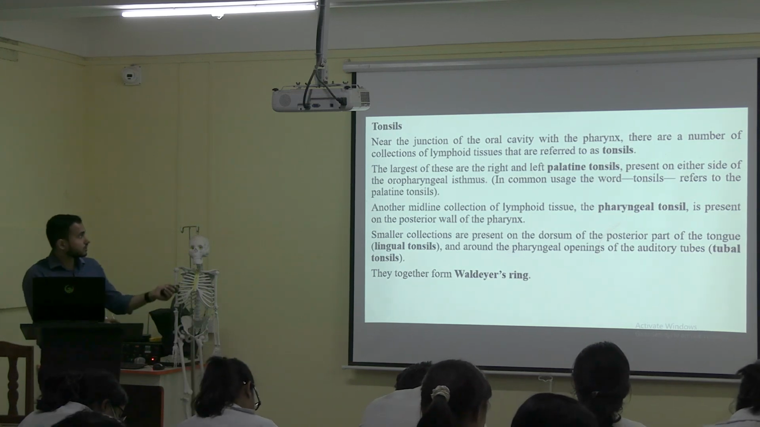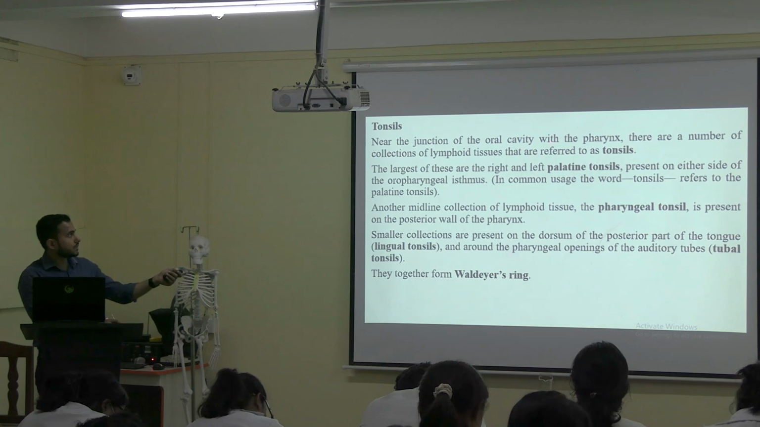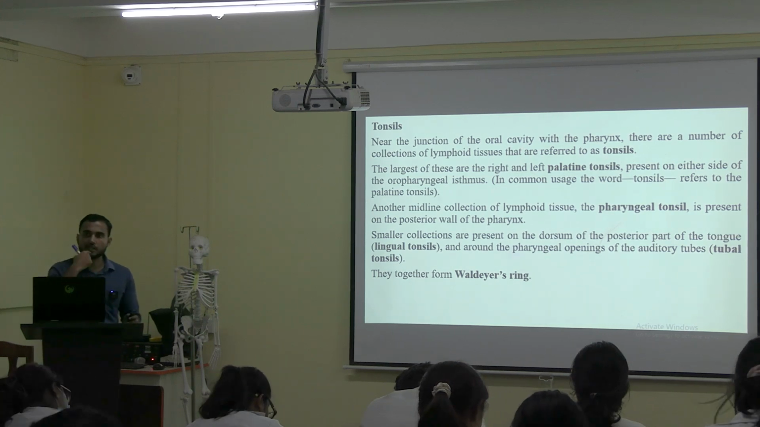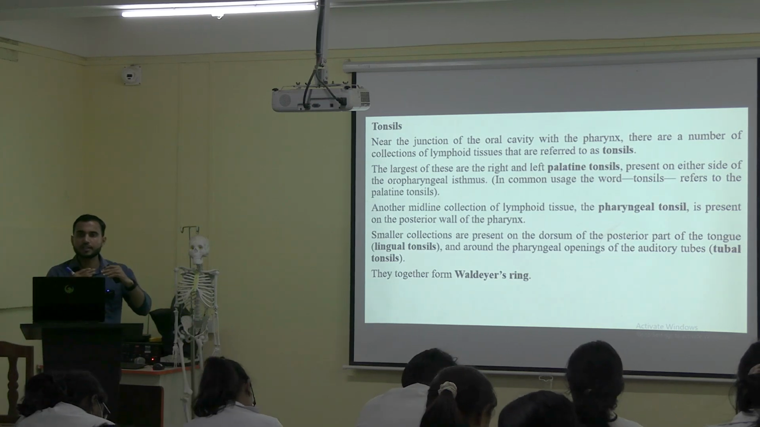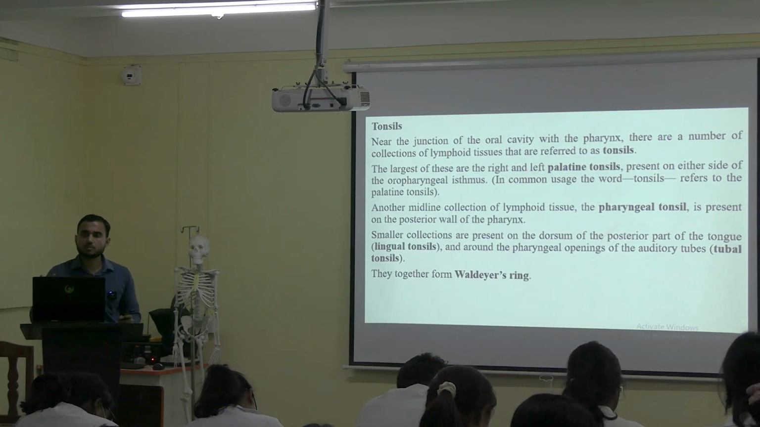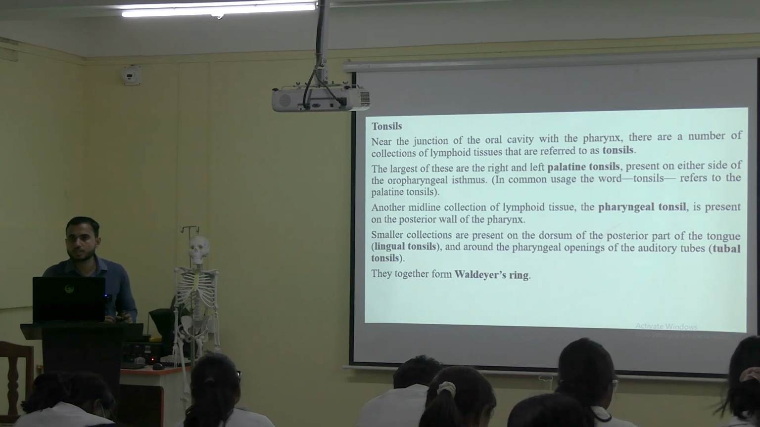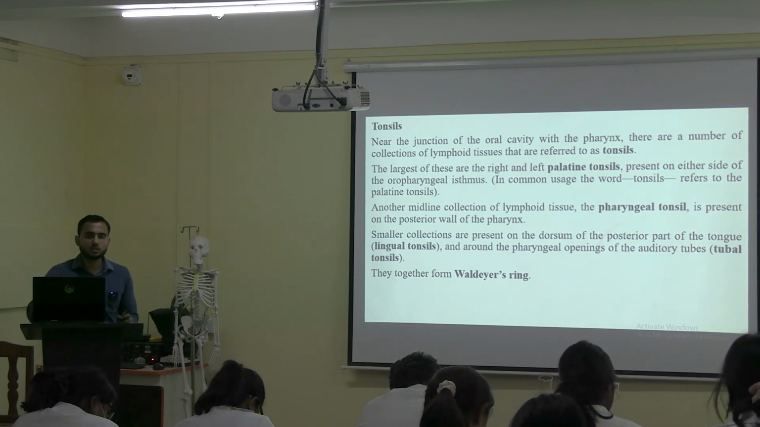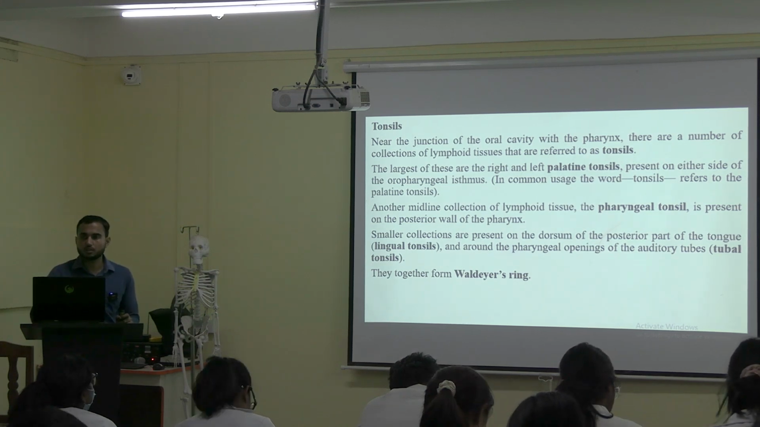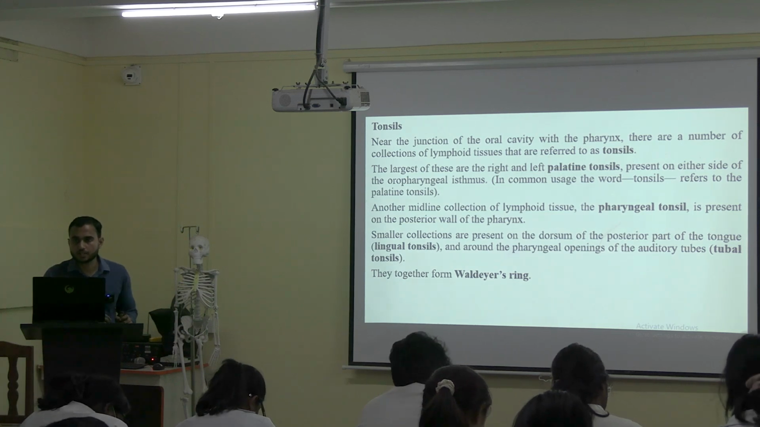Don't worry. So near the junction of the oral cavity with the pharynx, जो oral cavity है और pharynx है, उसका जो junction होता है near that, you will be getting a huge aggregation of lymphoid tissue. Now that aggregation of lymphoid tissue is in the form of a ring, or you can say in the form of a circle, and that is called Waldeyer's ring.